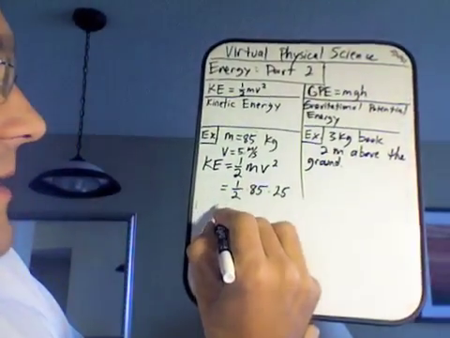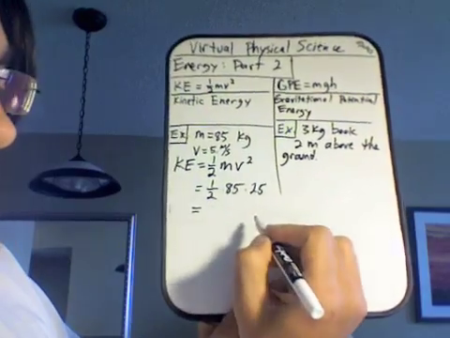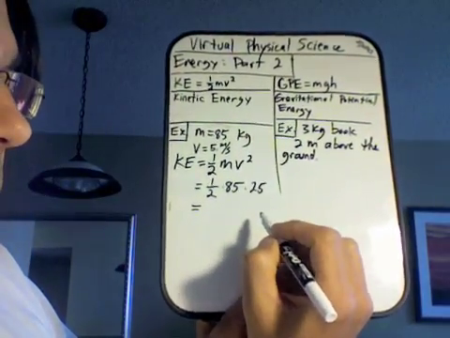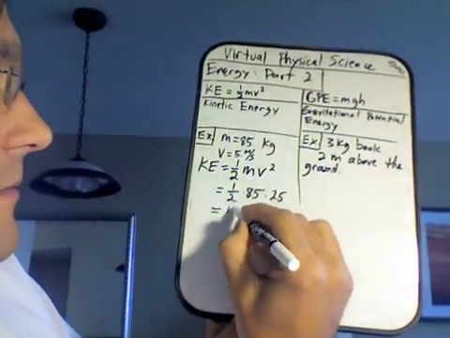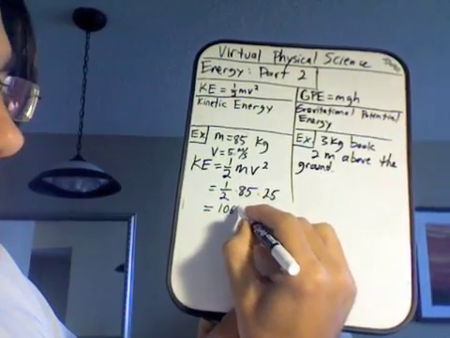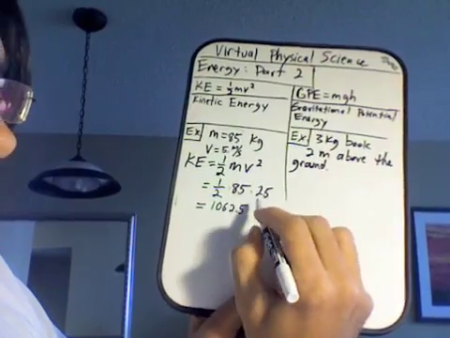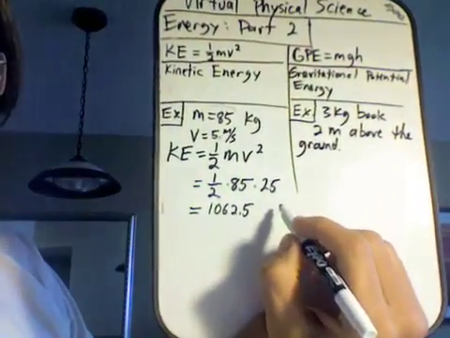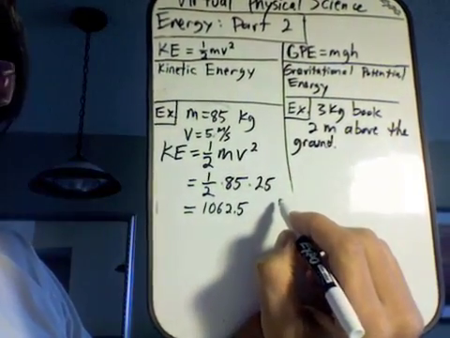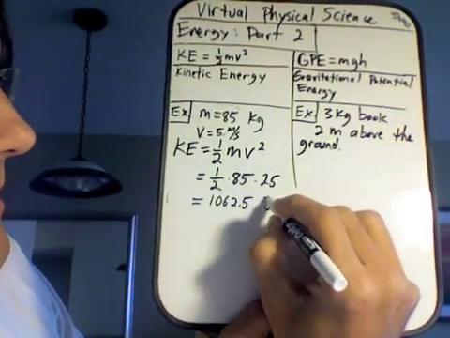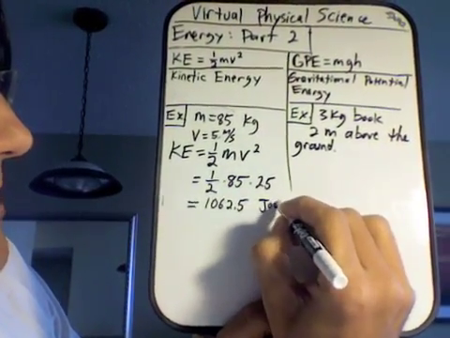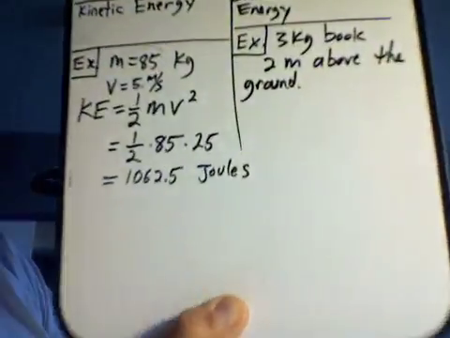Now it may be calculator time depending on how good your mental math is. If you multiply that all out, 1062.5. And then what units does energy have? We haven't learned that yet. Energy is usually measured in joules.